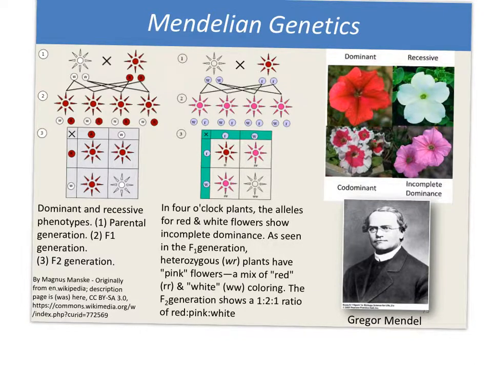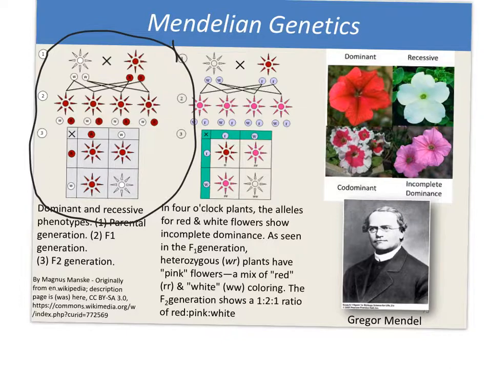We went over this a little bit, but I want to just introduce you to something. There are other kinds of inheritance, ways to inherit stuff. So besides dominance and recessive, as we would see over here, you'd end up with 3 red and 1 white.